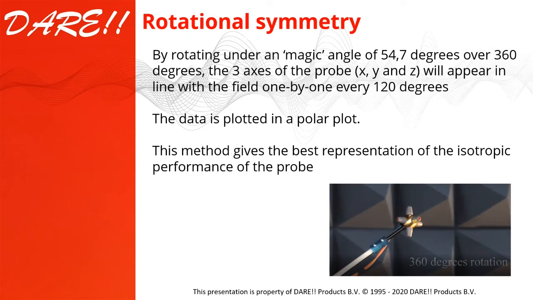If you rotate the stick 360 degrees, you will see that at each 120 degrees, one of the elements will be in line with the field. And this method gives the best representation of isotropic performance of the probe.